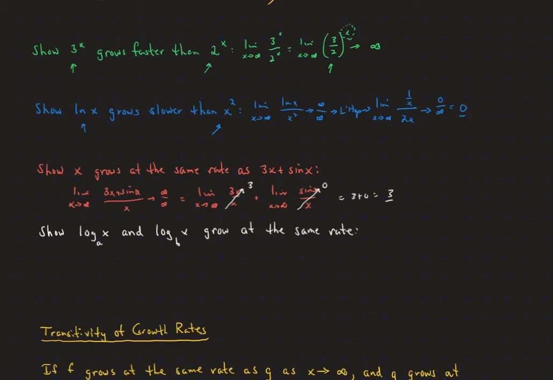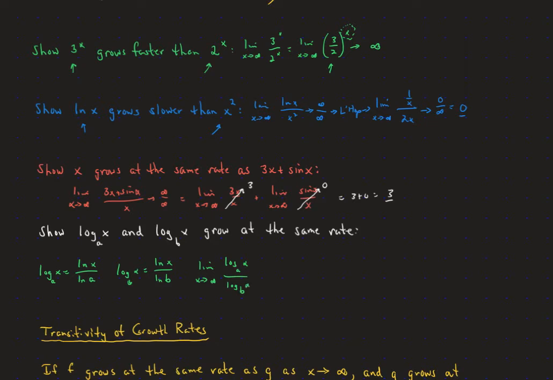Kind of an interesting one, log base a and log base b of x. We're going to use our change of base, and we can say the log base a of x is the natural log of x over the natural log of a. That's our change of base. Similarly, logarithm base b of x is going to be the natural log of x over the natural log of b.